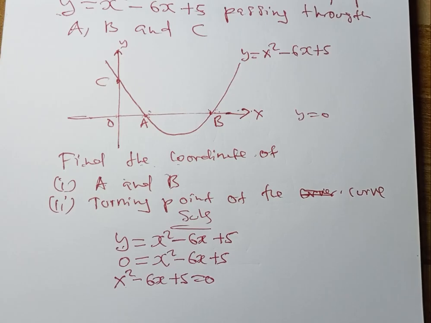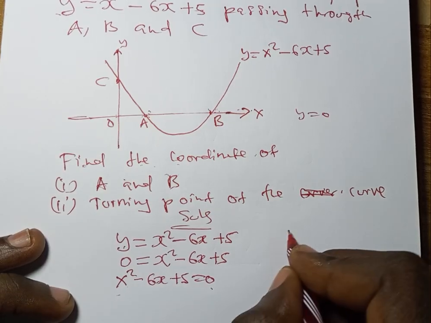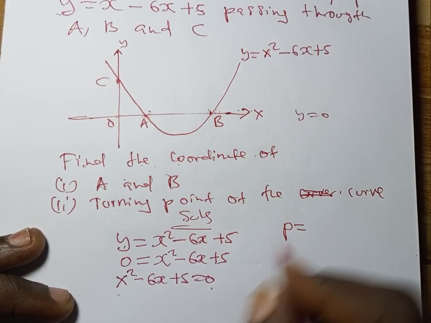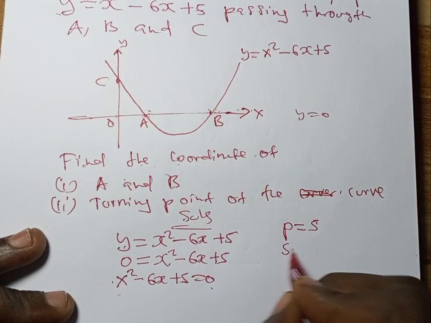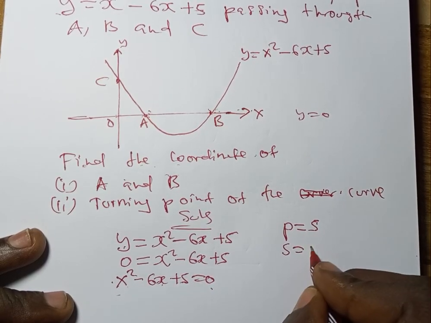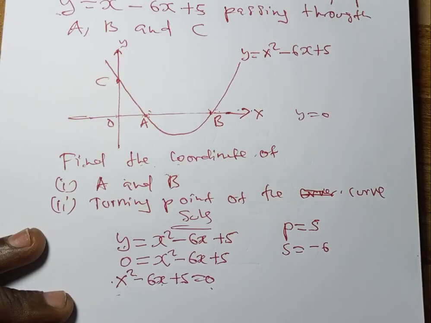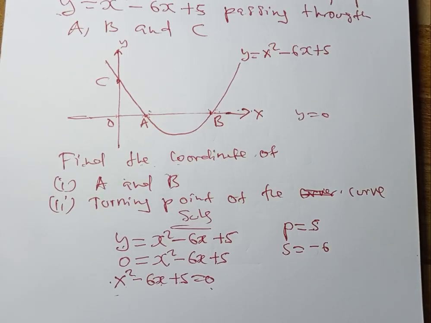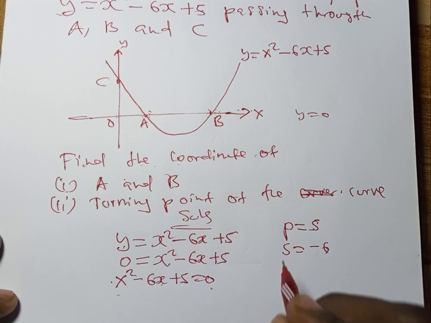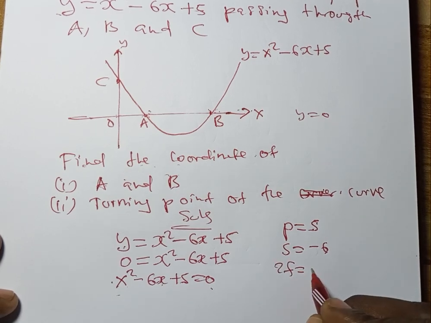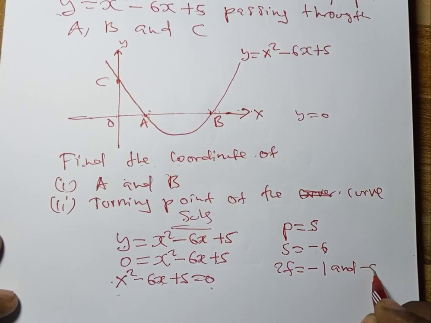You can choose any method of your choice. In this case, allow me to use the product and sum method. Product, we multiply 1 times 5, you have 5. Sum is the coefficient of x, negative 6. Then we look for two numbers that you can add to give us negative 6, and that you can multiply to give us 5. So the two factors are negative 1 and negative 5.